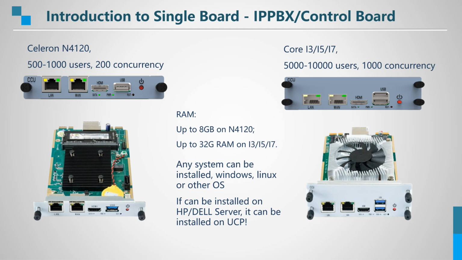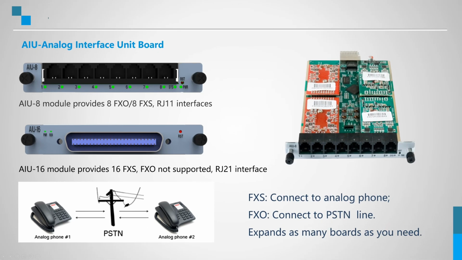In terms of memory, the N4120 supports up to 8 gigabytes, and the Core i3, i5, i7 supports up to 32 gigabytes, providing robust support for the efficient operation of the system. Moving on to the interface unit boards, let's start with the Analog Interface Unit Board, AIU.